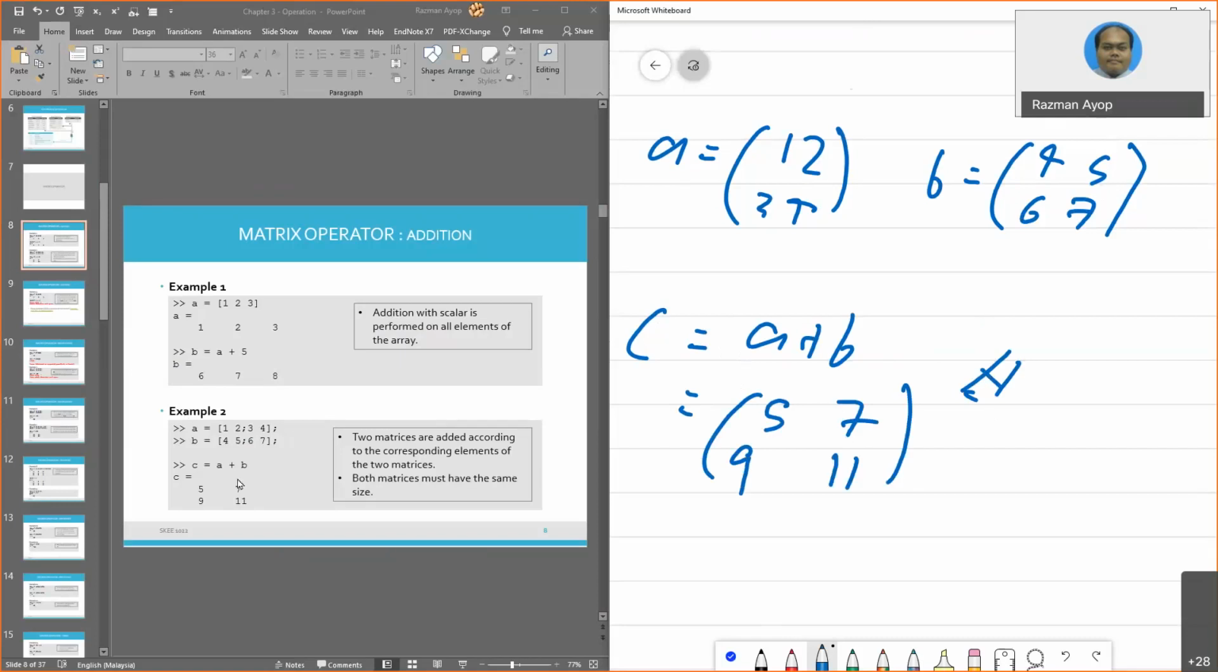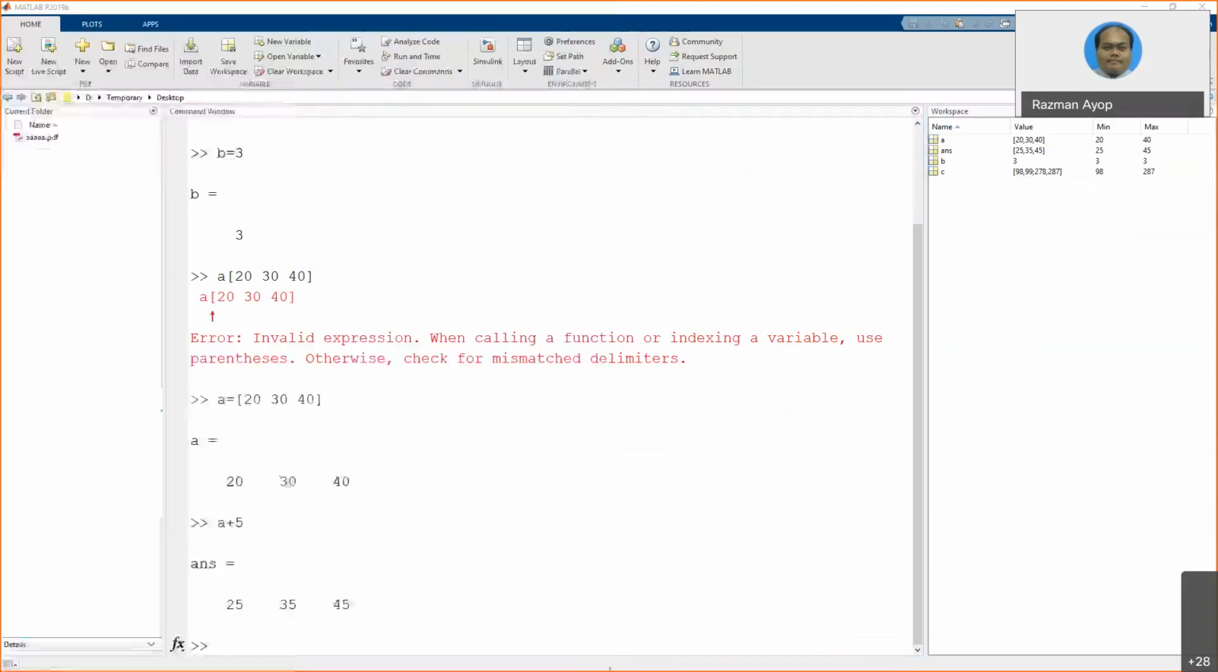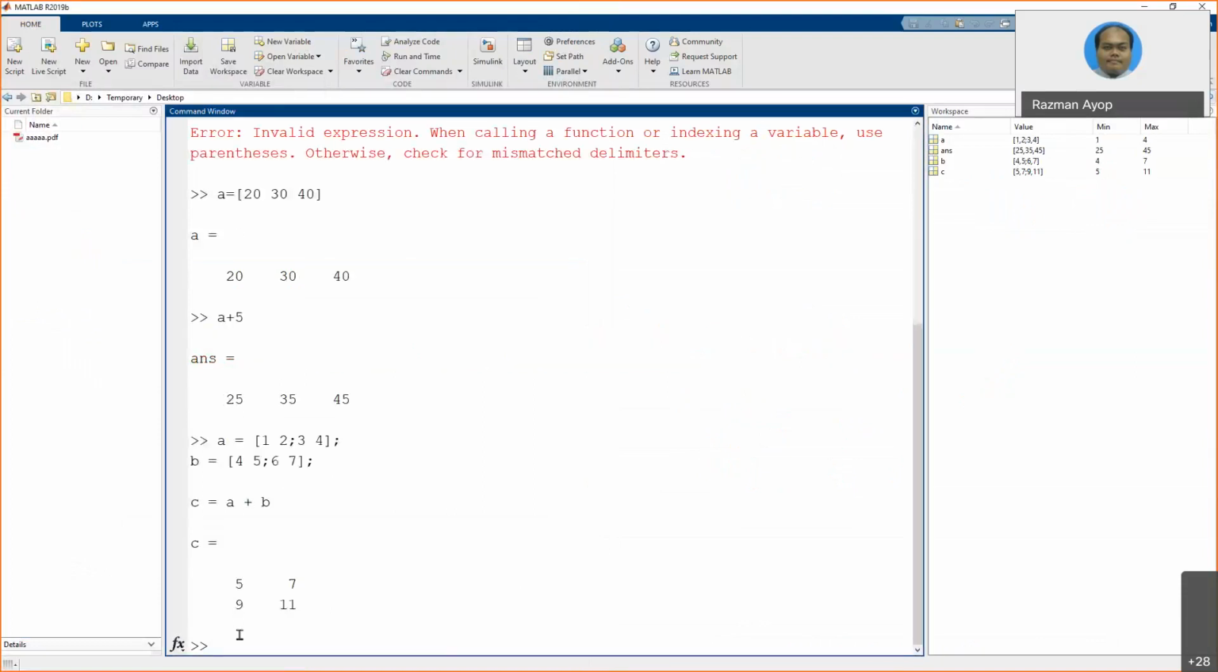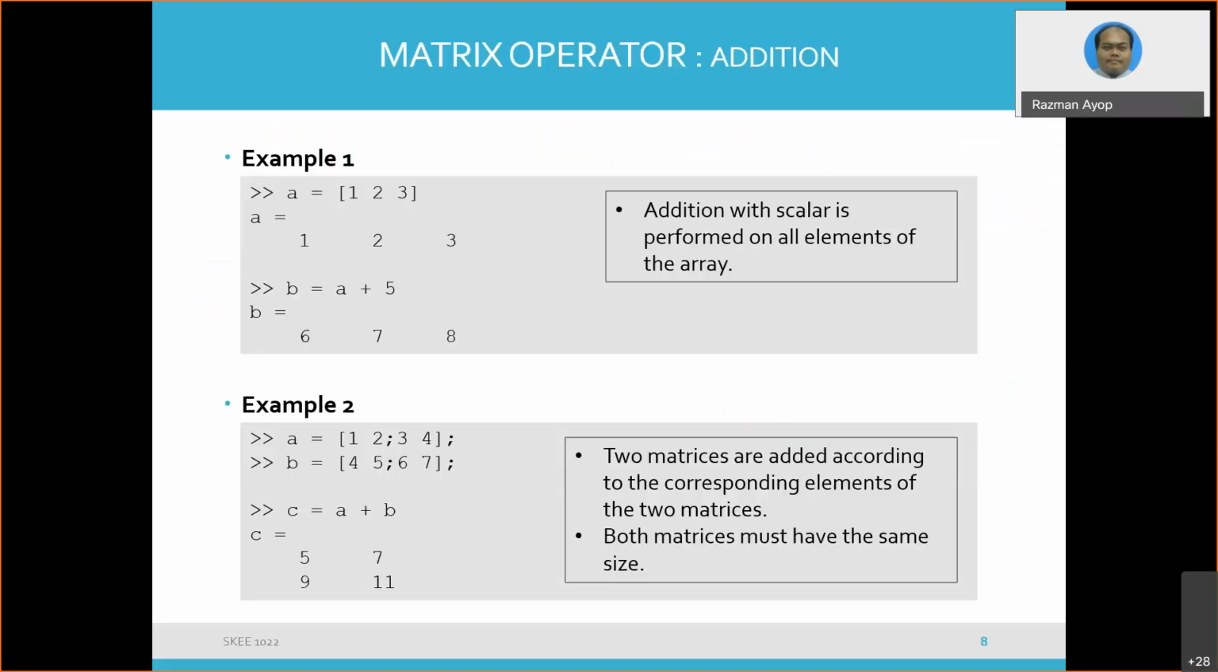In MATLAB, you can also try it. Let me copy it. You will get the answer. You can try any number. So this is just a basic addition and subtraction in MATLAB.